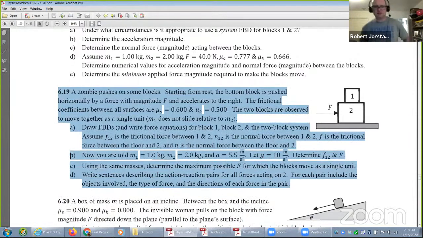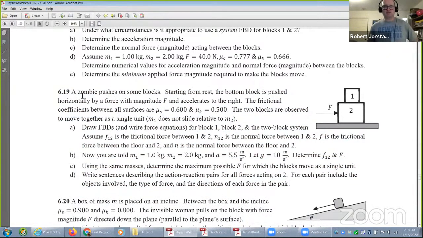So in this case, we've got a zombie is going to push on some blocks. Starting from rest, the bottom block is pushed horizontally with force magnitude F, and it accelerates to the right. The frictional coefficients between all surfaces are some numbers here, and the two blocks are observed to move. All right, so let's kind of get a feeling for this here.